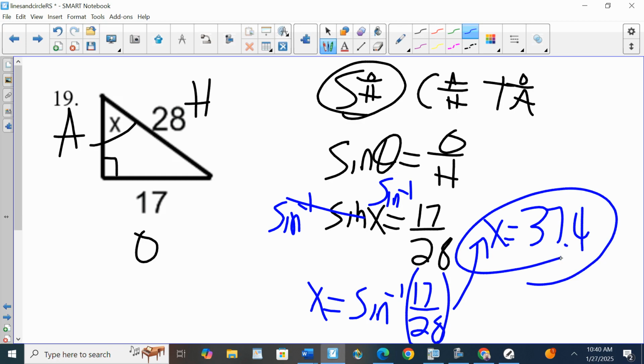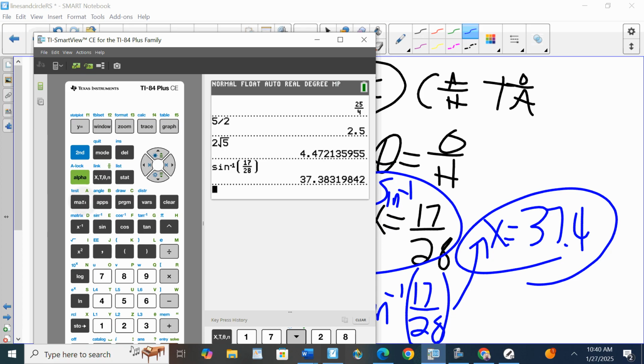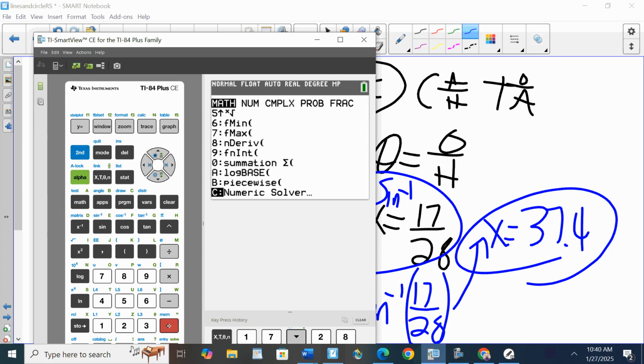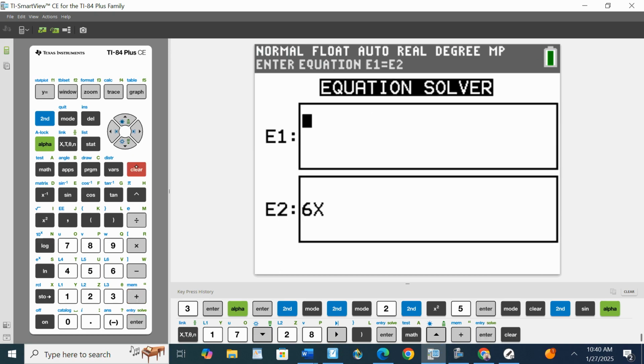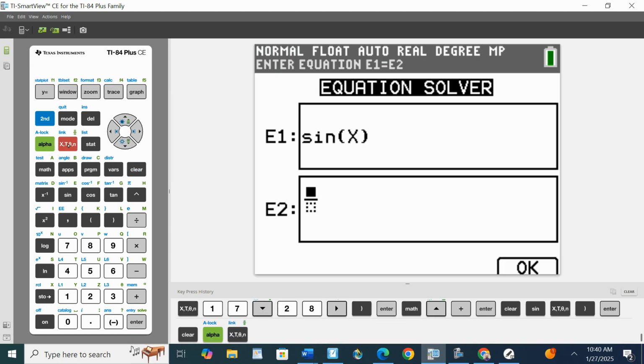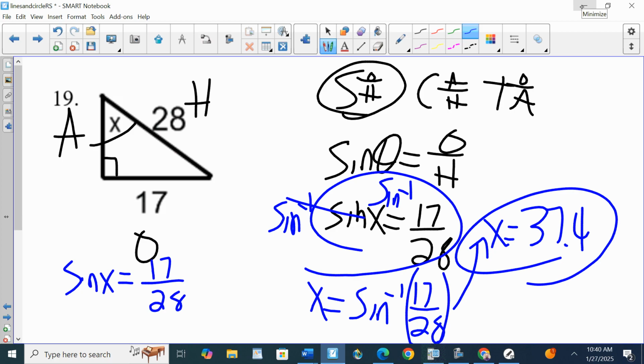So you will have one of those, and I've mentioned it before, if you can get to sine x equals 17 over 28, and for whatever reason you can't finish it off, you could always use the equation solver, math, numeric solver, sine x equals 17 over 28, solve, and you'll get your answer. I prefer you do it by hand, but the important thing is get your points.